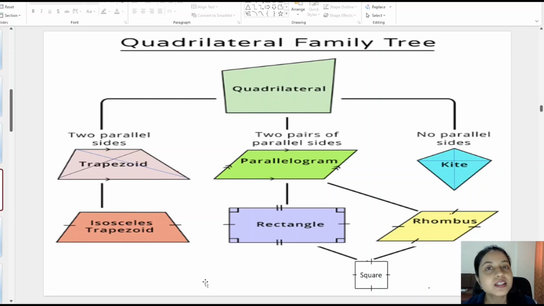Here we can see the sub parts of the parallelogram are the rectangle and the rhombus. So at first we are going to discuss the rectangle. As a rectangle is a sub part of the parallelogram, it will follow all the properties of the parallelogram. Apart from that, the rectangle will also have its own particular properties. So let's discuss that.